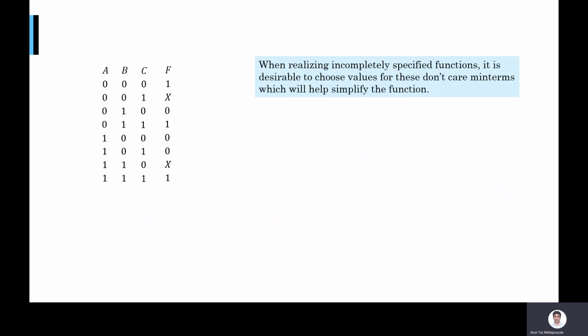All right. So now we will take an example where we can use the don't care to our benefit in simplifying your function. So when realizing incompletely specified functions, it is desirable to choose values for these don't care minterms which will help simplify the function. So we'll go back to your first example. Okay, so it's easier, only three inputs. So this is your function in which you have 2 don't care.